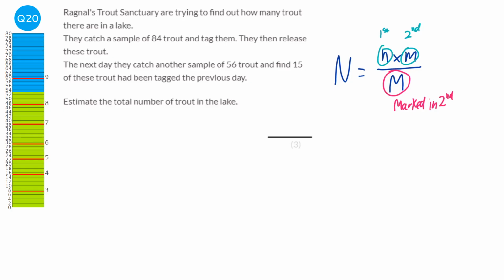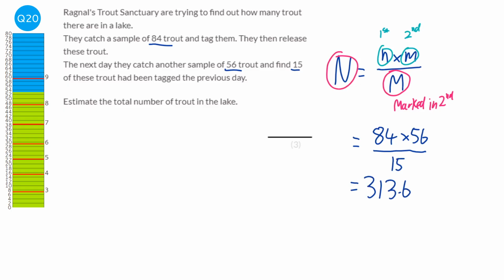So what you do is you catch an amount of trout in this case, mark them all with any kind of marking, and then you capture again, and capital M is the amount that were marked from the first sample in your second sample, and then capital N is the estimated population size. So that's what you think the overall population size is going to be. So here we caught a sample of 84 and tagged them all, and then we released them. Then we caught a sample of 56, and we found that 15 were tagged. And so when you do the sums on that, it's going to be 313.6. And when you round it to the nearest integer, because obviously you can't get 0.6 of a trout, we estimate it to be 314.